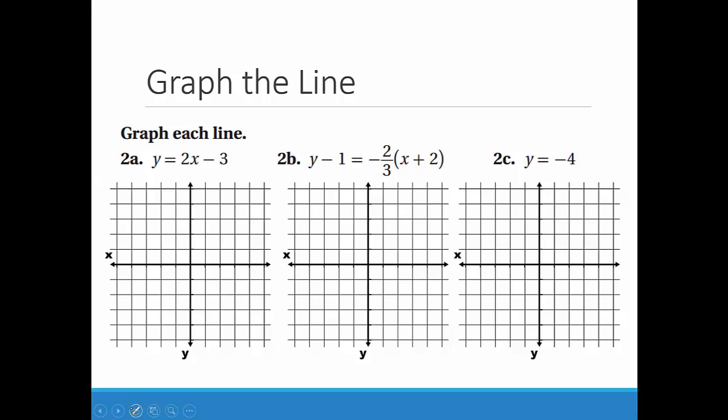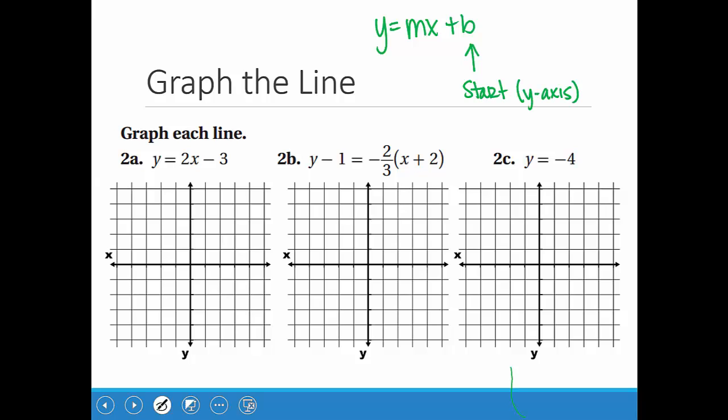So now let's get to the good stuff. Let's actually graph some lines. Remember, in your y equals mx plus b, this is your starting point. And this is where you start on the y-axis, since it's your y-intercept. And then this slope is your rise divided by run.